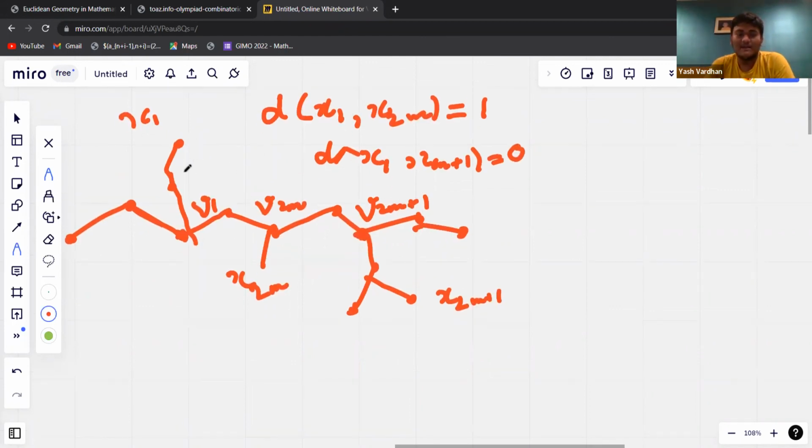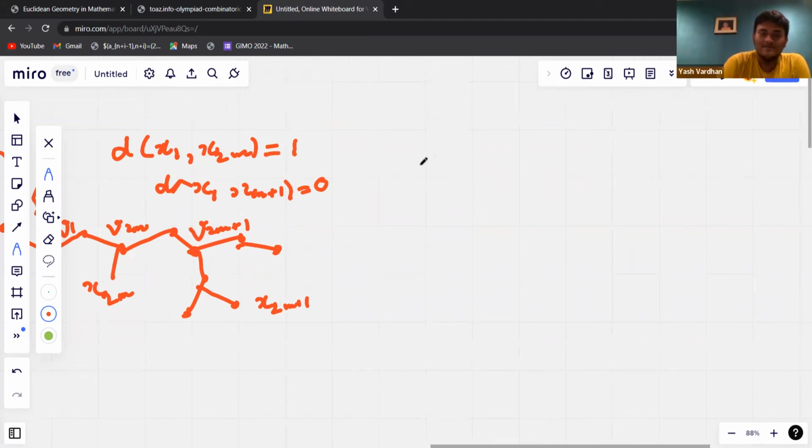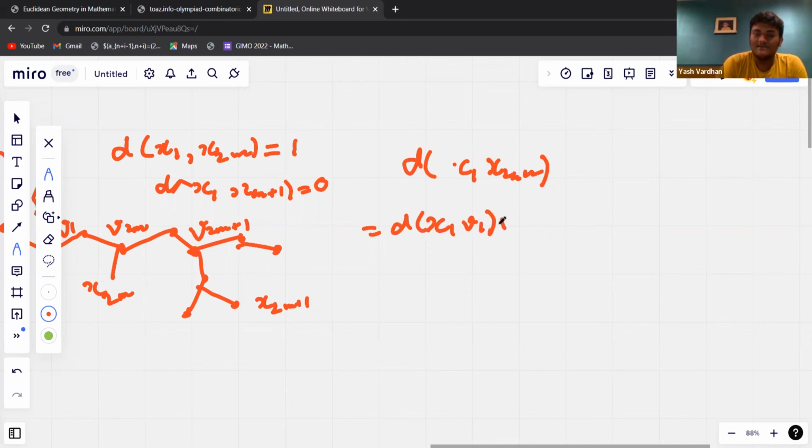So you might even be seeing why: if I assume that x1 till x2m is equal to 1, and given by the condition x2m and x2m plus 1 was also 1, so x1 till x2m plus 1 will be 0, but we need to write it out a bit formally. So again, we'll write out the statement that d of x1 and x2m is equal to d of x1 v1 plus d of v1 v2m plus d of v2m x2.